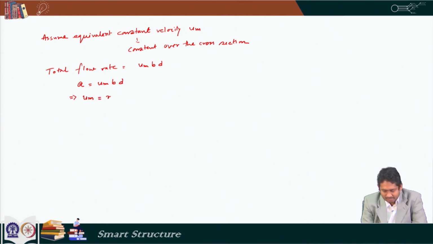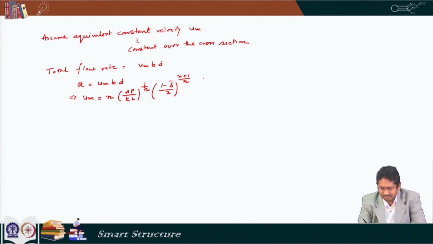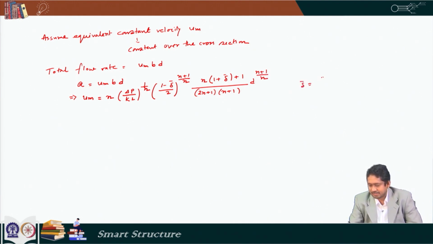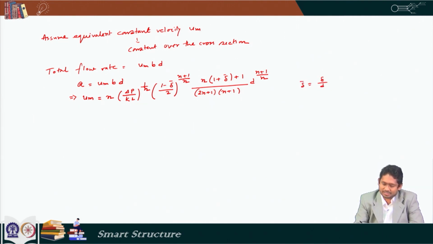So, if we equate Q is equal to um bd, that helps me evaluating um. So, um becomes n multiplied by delta p by k l to the power 1 by n, and then we have 1 minus delta bar divided by 2, to the power n plus 1 by n, and we have n multiplied by 1 plus delta bar plus 1, divided by 2n plus 1 by n plus 1, multiplied by d to the power n plus 1 by n. So, here delta bar is our del by d, which we defined before also. So, this delta has been non-dimensionalized with respect to d, and the expression is written. So, we got that just by equating Q with um bd.